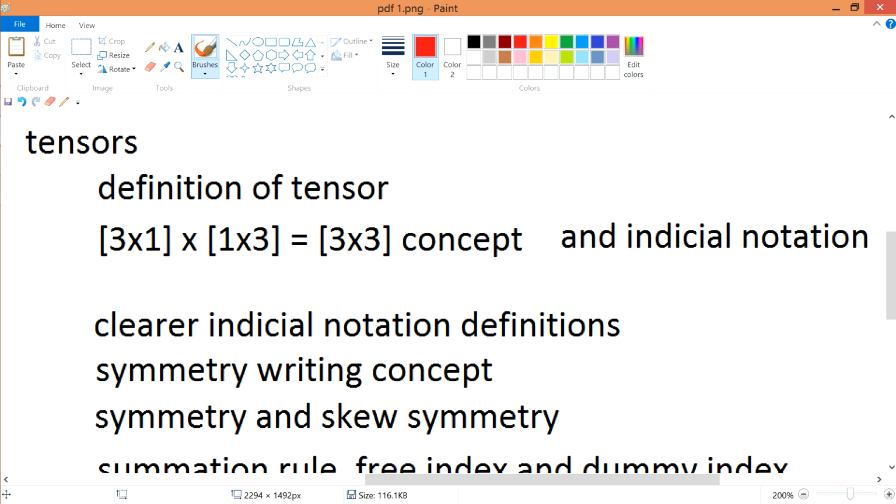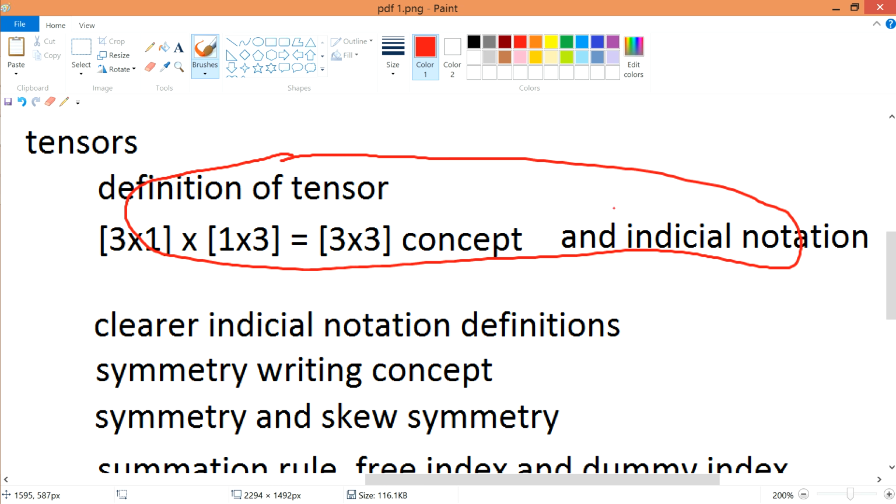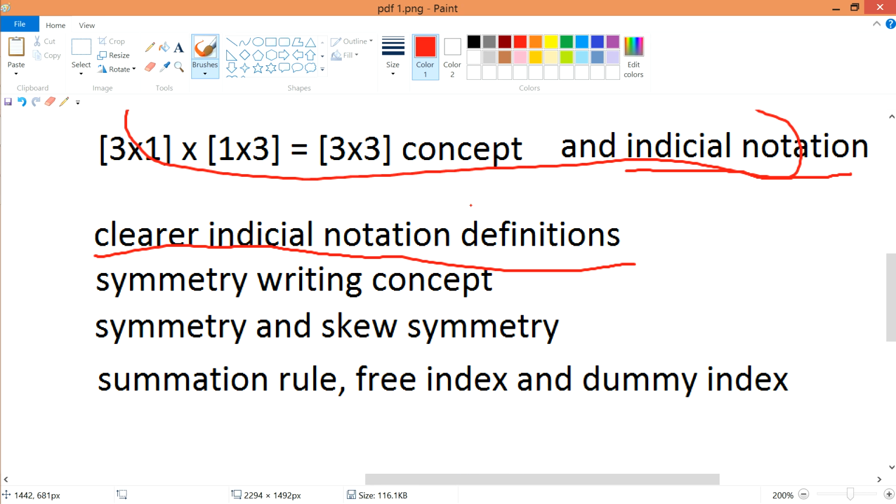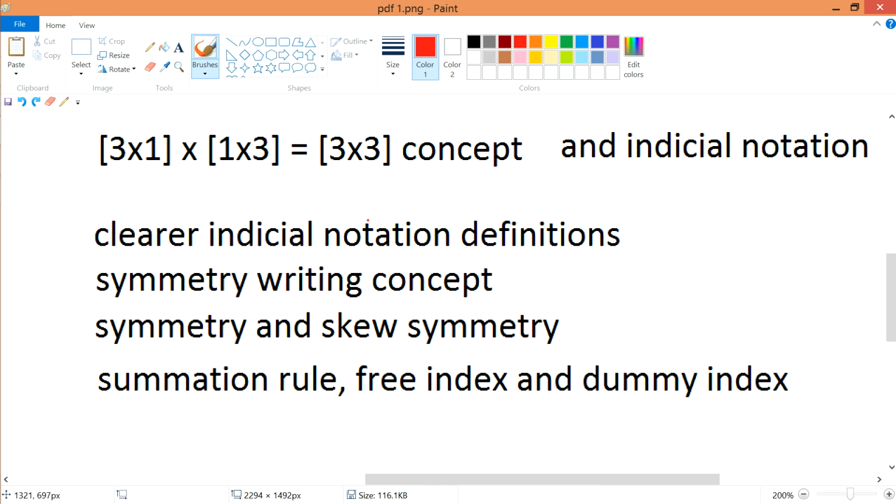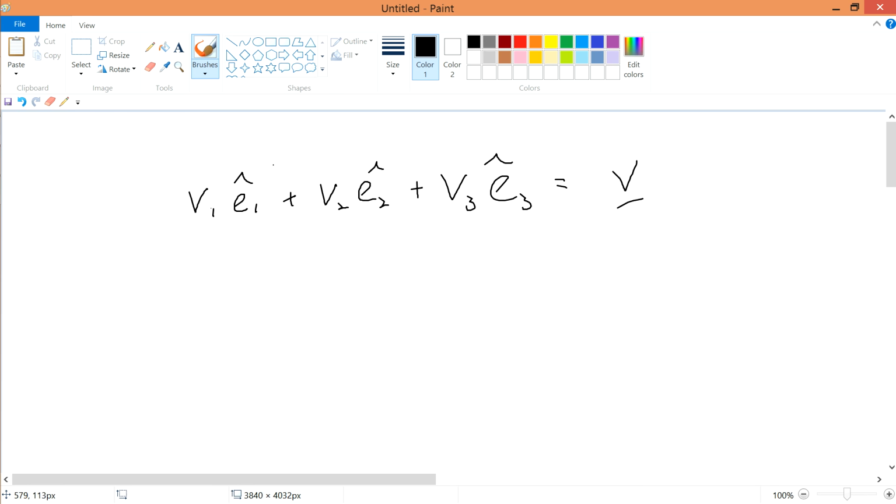In the previous video, we talked about tensors. However, I would like to build on indicial notation to make it a more defined and clearer notation, and then we will carry on with the rest of the definitions of tensors. Nothing is best described other than using these definitions of a three-dimensional vector, where v is equal to v1, v2, and v3.